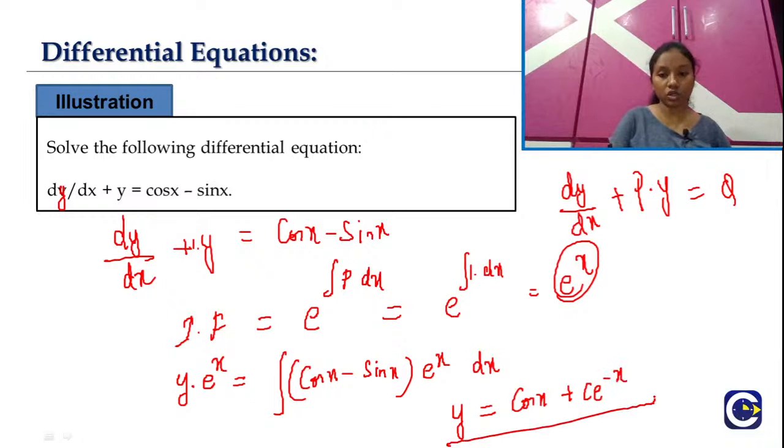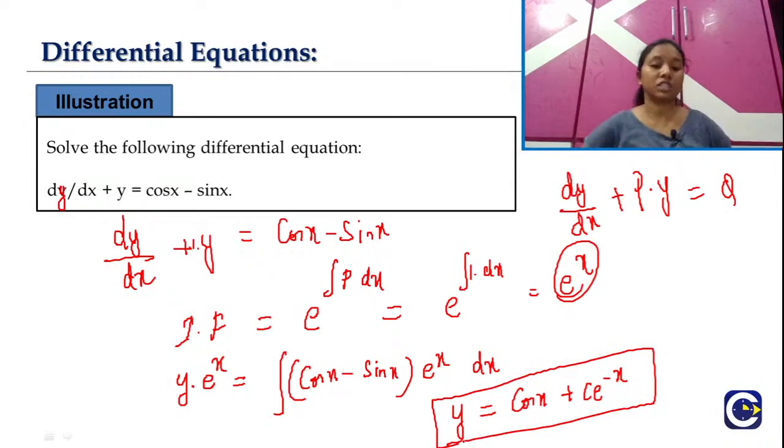You can have a look. Just give this integration a try and let me know, because here we have to apply our method of integration by parts. I hope we are already familiar with integration by parts. So you can solve this further solution.